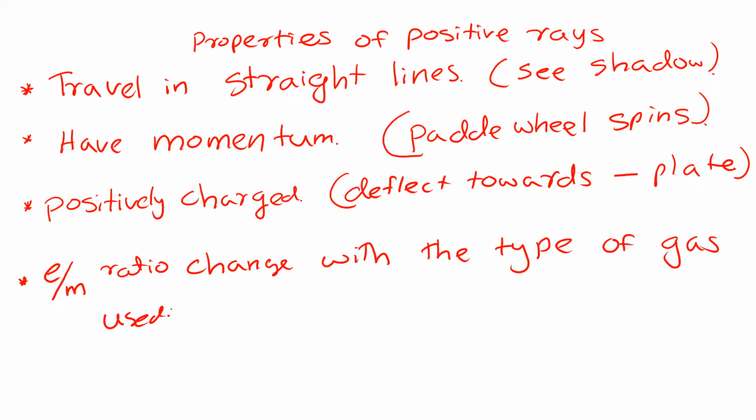So the nature of the anode rays is dependent on the type of gas we have. Now this is a very important point in your exams. If they give a question related to these cathode rays and anode rays, they will try to see your understanding. They will try to see that you know for the anode rays, the e/m ratio changes, but for the cathode rays, the e/m ratio does not change.